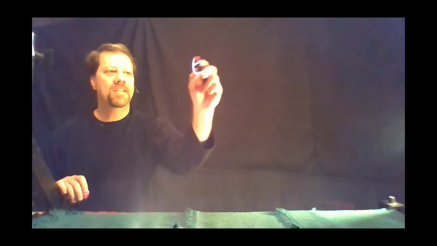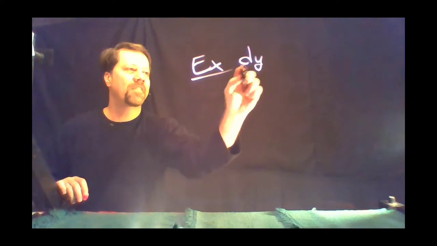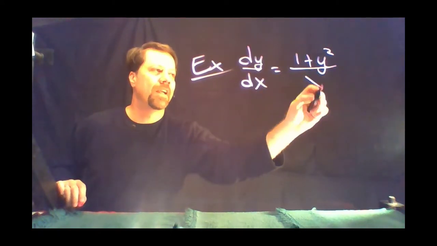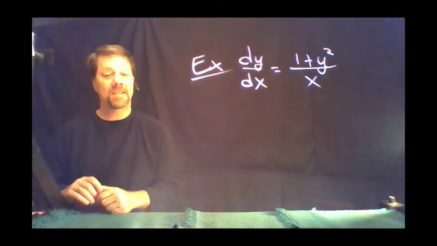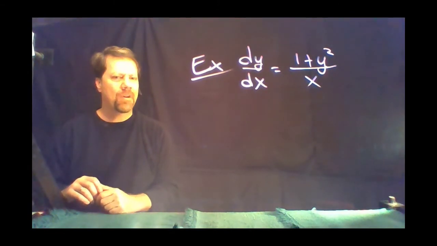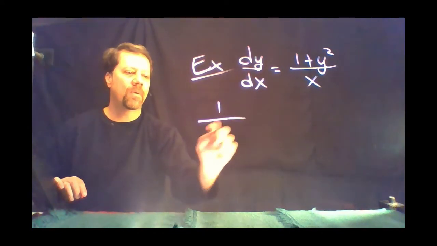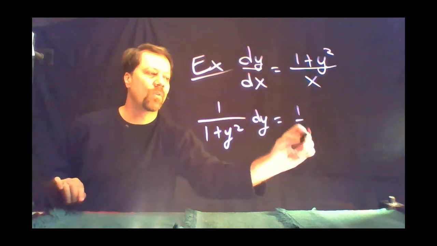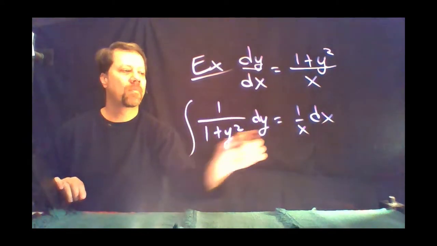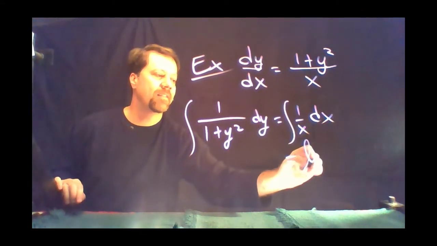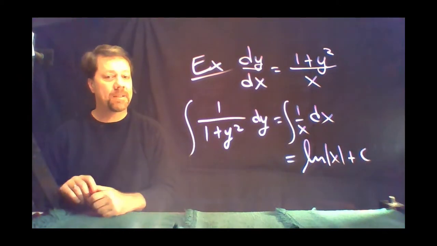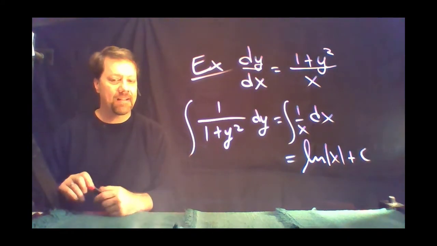In our next example, we're going to have dy dx equals 1 plus y squared over x. This is, again, separable. However, it separates out in the following way. 1 over 1 plus y squared dy equals 1 over x dx. The right-hand side can be solved as before, but the left-hand side is a little bit different. The left-hand integral is a special one that you should remember.